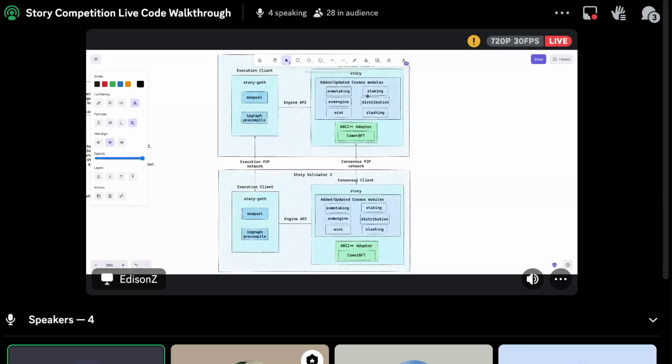So these are the modules that we changed, and one of these is the EVM engine, which was inspired by and largely taken from Omni. It is used for connecting the ABCI and the Engine API to make sure that the consensus flow goes through consensus and then builds the payload on the execution layer. I will go through that part a little bit, but that's the high level.